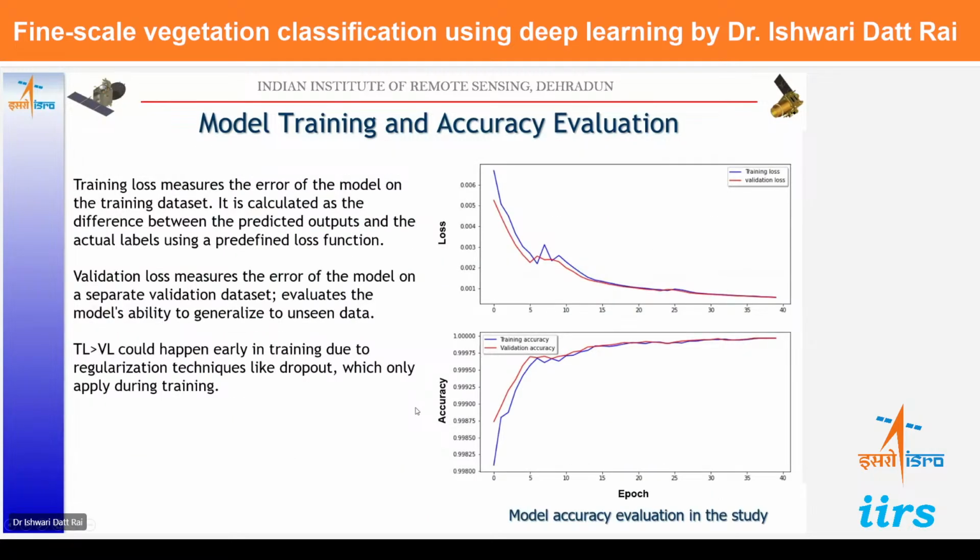So we tested the models, and basically in this model training and accuracy evaluation, the training loss measures the error of the model on the training data set. Basically, it's calculated as the difference between the predicted output and the actual label using the predefined loss function. Similarly, the validation loss means the error of the model on the unseen data. Generally, the training loss is greater than the validation loss. It happens at the early stage of the modeling due to many regularization functions like dropouts, which are applied during the training phase of the model.